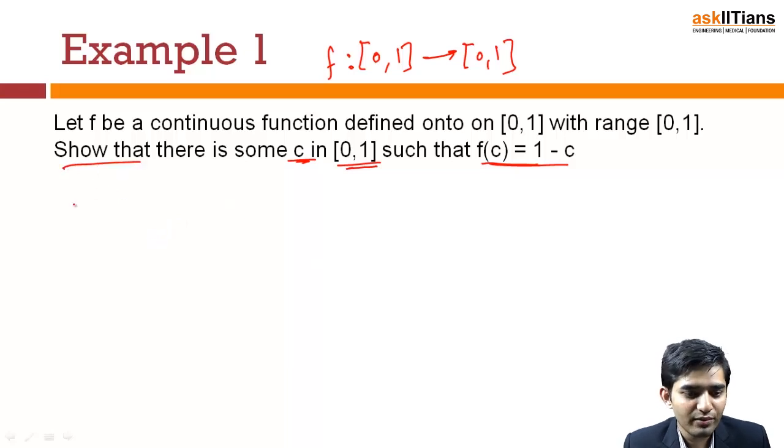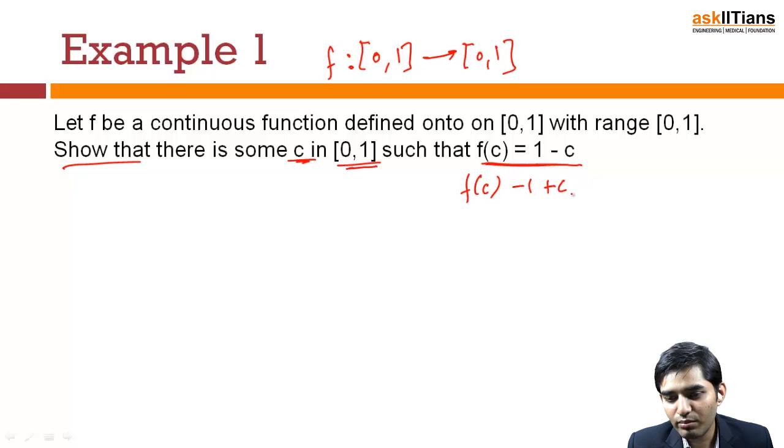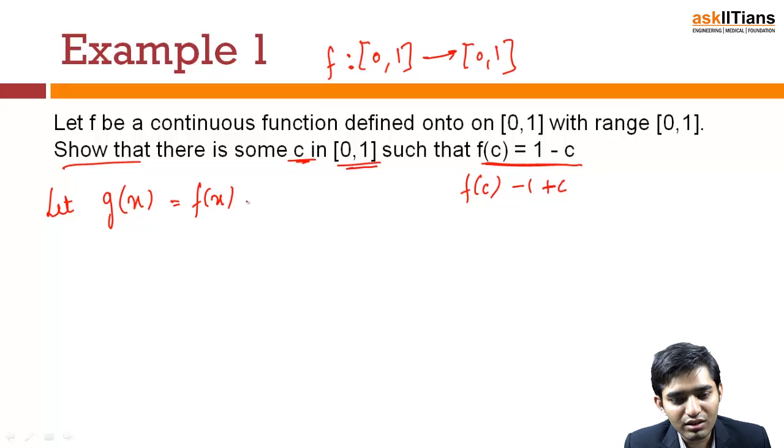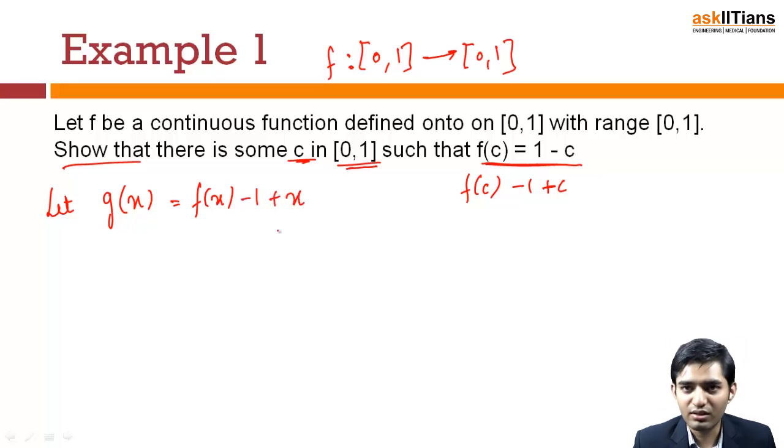So show that. How do I do this? The method for this is to take everything to the left hand side, so this will become f(c) minus 1 plus c. Now replace this c by x and define a new function. So I will define a new function, let g(x) be equal to f(x) minus 1 plus x.